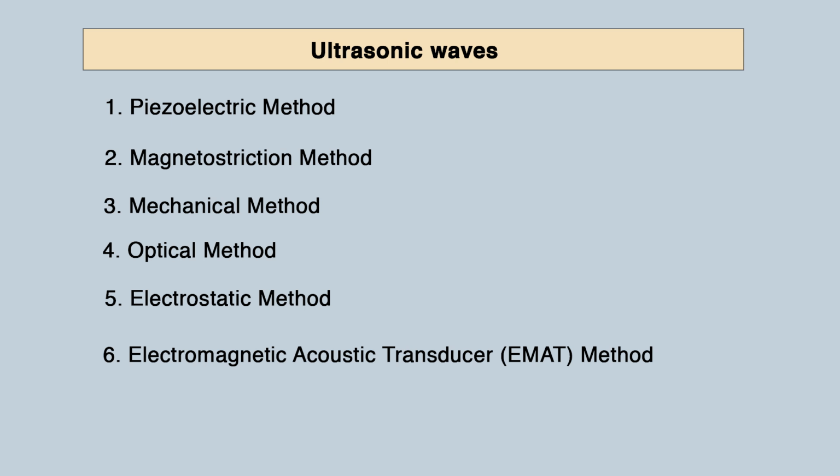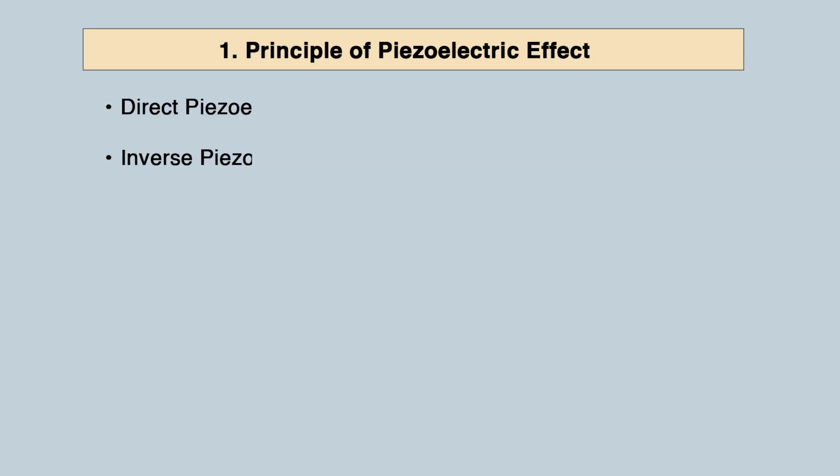Now see what the piezoelectric method is and what the piezoelectric effect is. The piezoelectric method of production of ultrasonic sound is one of the most common and efficient ways to generate ultrasonic waves. It utilizes the piezoelectric effect, a phenomenon in which certain materials generate an electric charge in response to applied mechanical stress. Under this effect there are two things.